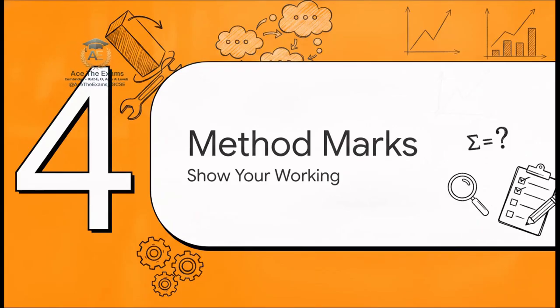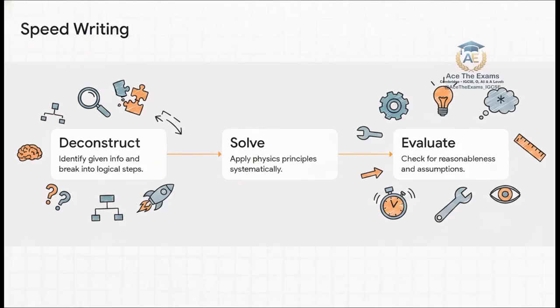Now we're getting into the real insider secrets. Section 4. The Method Mark Strategy. I call this the method mark spotlight. It's the concept that the actual process you use to solve a problem is heavily rewarded by Cambridge examiners, even if your final calculation is completely off because you made a silly calculator error. But here's the reality check. If the examiner cannot follow your logic, they cannot award you those method marks.